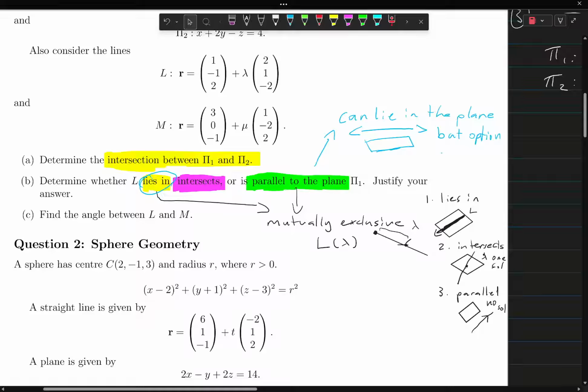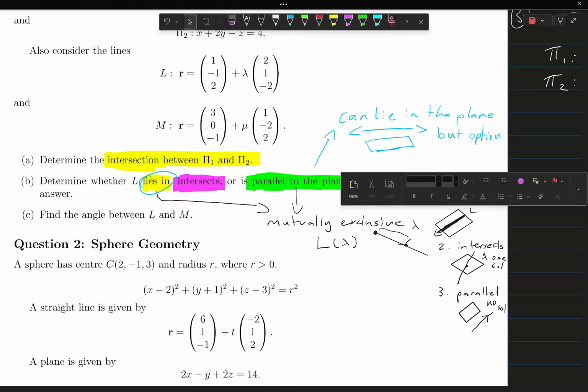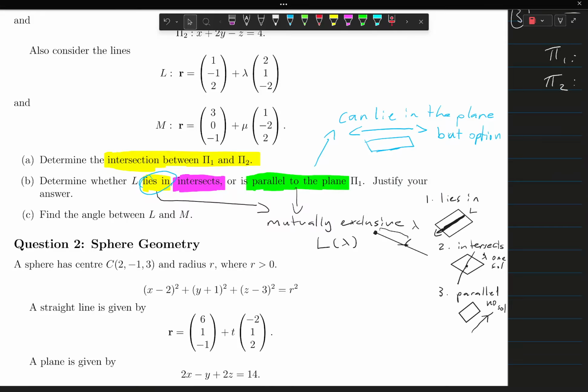Does anyone have any questions with these two problems?